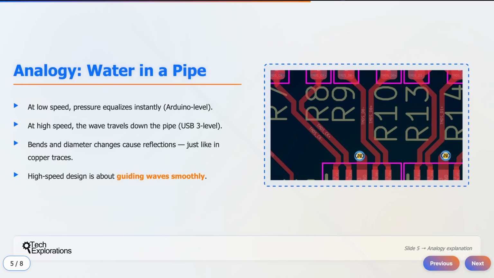Imagine your signal as water moving through a pipe. At low speeds, like an Arduino GPIO, the pressure equalizes instantly. Everything sees the change at once, inside the pipe, of course. But at high speeds, like USB 3, the water rushes down the pipe as a wave. Any bend, valve, or change in pipe diameter causes reflections, just like electrical reflections in a transmission line. This analogy helps us visualize why geometry, continuity, and matching matter so much in high-speed design.